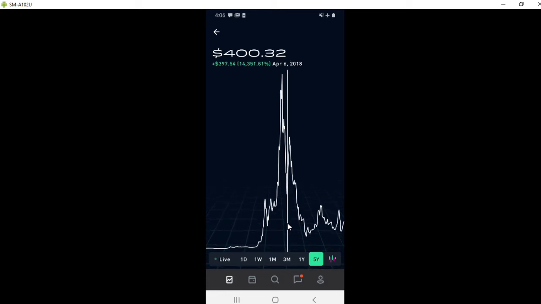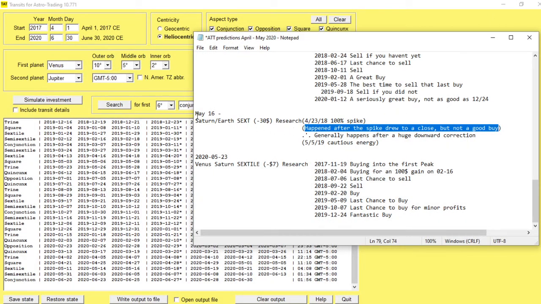This is what I was talking about. 4/23/18, right at that peak, right before that peak, we had this aspect, and that's going to happen again on May 16th.